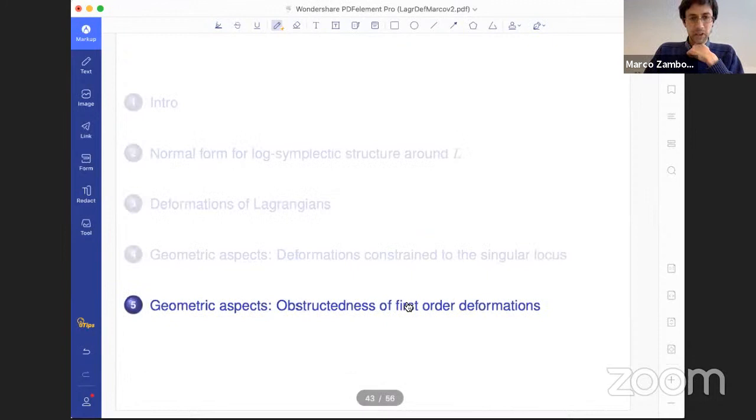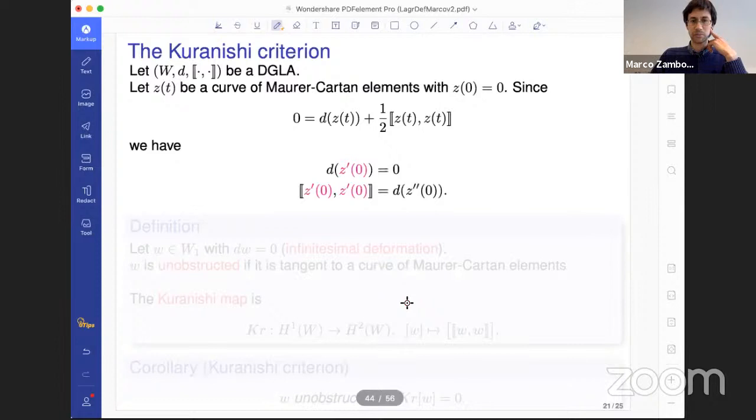In the last 10 minutes or so, I will comment on the second question, which was: when can you extend first order deformations to honest deformations? First, to make this a bit more precise, some general definitions. Let's take a differential graded Lie algebra. The case of interest is when this governs some deformation problem, meaning that the Maurer-Cartan elements, the special elements of this, parameterize some kind of geometric or algebraic object. But what I'm saying here for a while is purely algebraic, purely about differential graded Lie algebras.